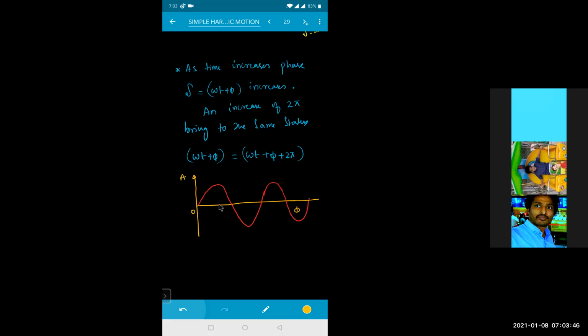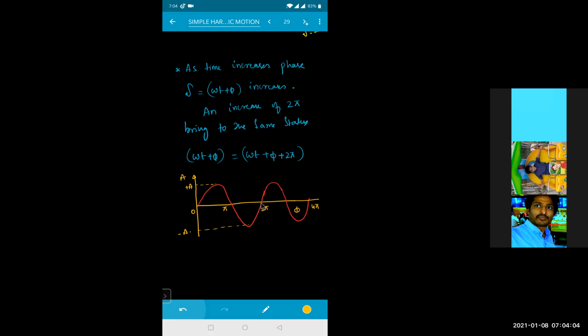Okay. This is 0. This will be equal to how much, beta? Pi. And this will be equal to 2 pi. This will be equal to how much right now again? 4 pi. Okay. So here it is your maximum. This one is nothing but plus a. And here it is nothing but minus a.